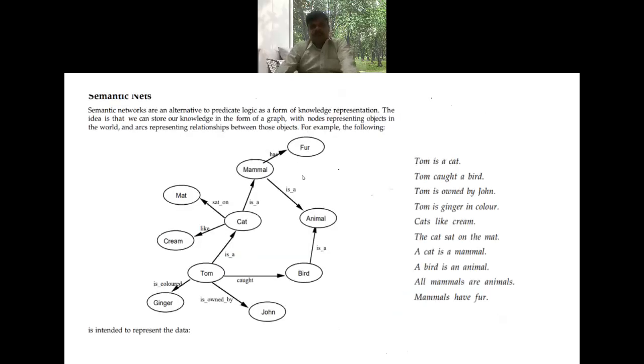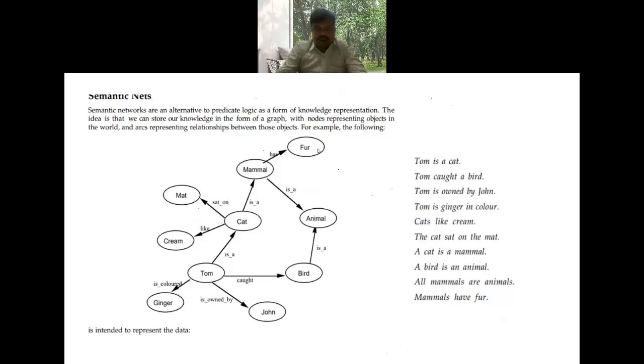Okay. Similarly, we will see one more example. So it is an alternative. The semantic networks are basically an alternative to the predicate logic. You know predicate logic? In mathematics, we have propositional logic and predicate logic. So the predicate logic form belongs to this semantic network representation. The idea is that we can store our knowledge in the form of a graph with nodes representing objects in the world and arcs representing relationships between the objects.